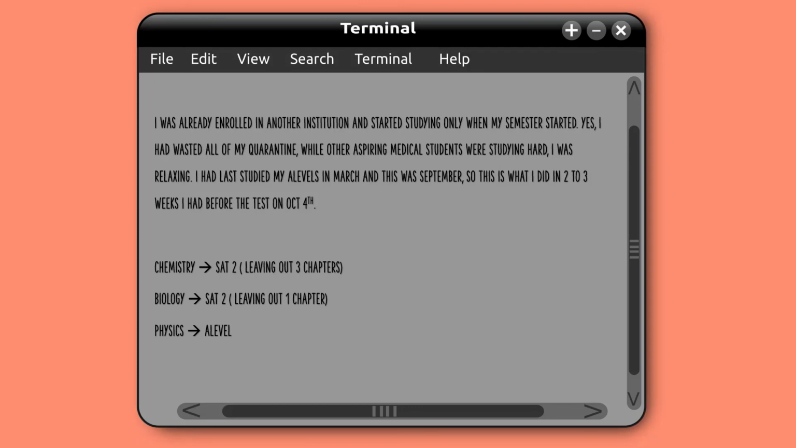And also to tell you that I had never studied the SAT2s before this, even for the SBA SSC entry test. So this was the first time that I was actually doing the SAT2. I gave almost 4 to 5 days to each of these.